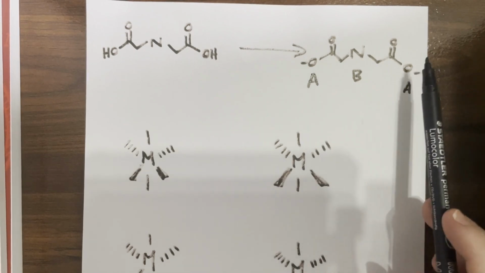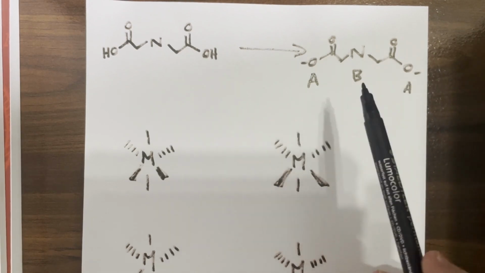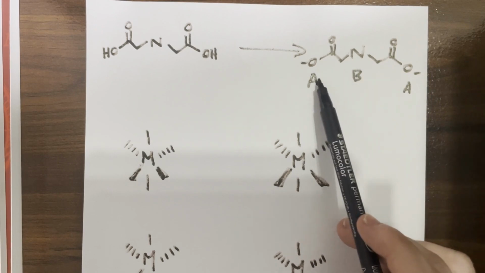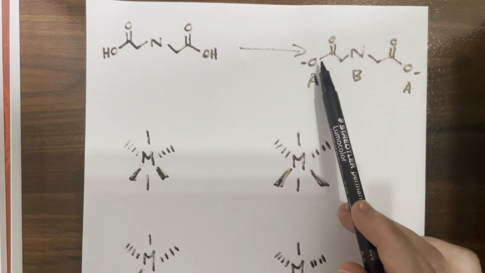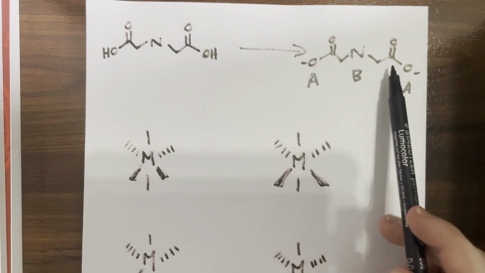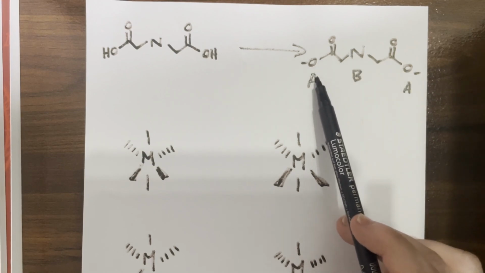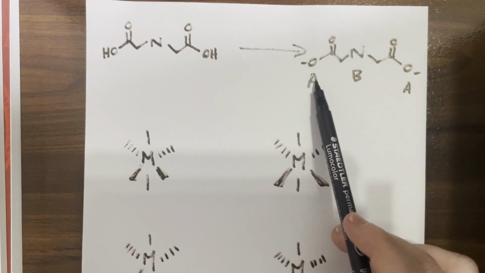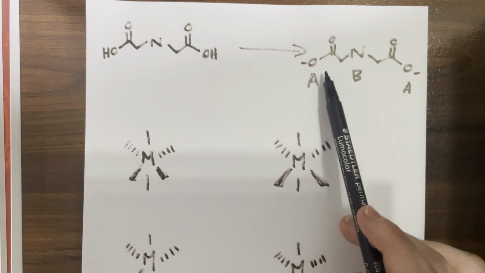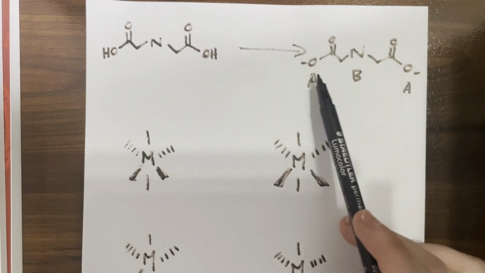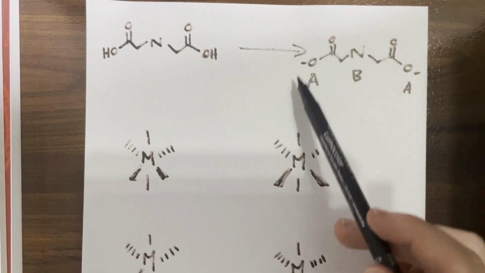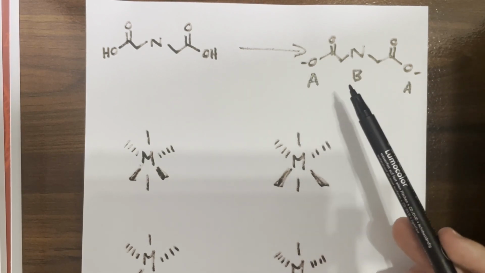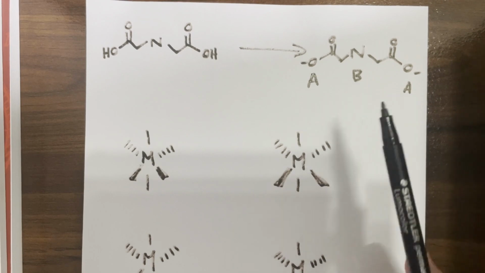But we have the added geometric limitation that these atoms need to be arranged according to the ligand's architecture. This A and that A technically are two different A's, but they need to be coordinated in the order of A, B, and A, always in that order, because this is a tridentate ligand, as we spoke about in the pre-practical lecture video.